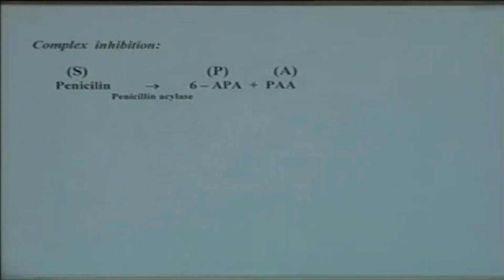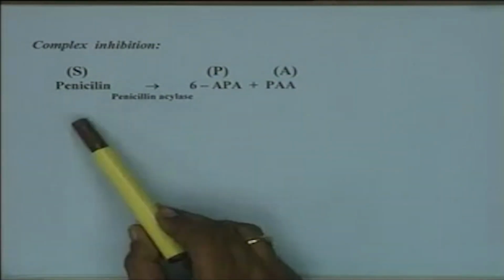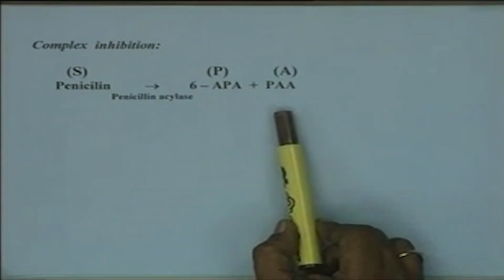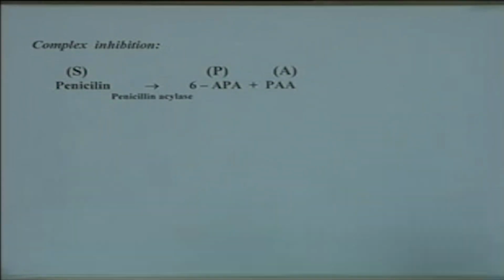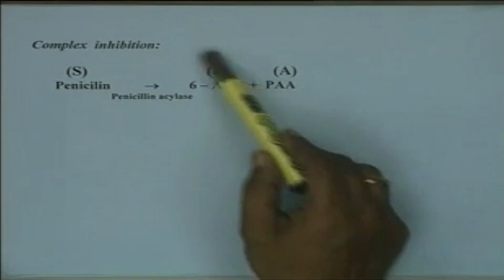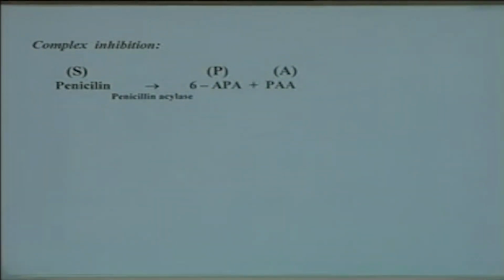Now, another situation arises which is much more complex. These are theoretical situations which are comparatively simpler. In many practical situations, the inhibition patterns are usually complex, not as simple. For example, one of the examples I have illustrated here is the hydrolysis of penicillin to 6-APA and phenylacetic acid by penicillin acylase, an enzyme catalyzed reaction used commercially all over the world, and 6-aminopenicillanic acid is used as an intermediate for synthesis of ampicillin.